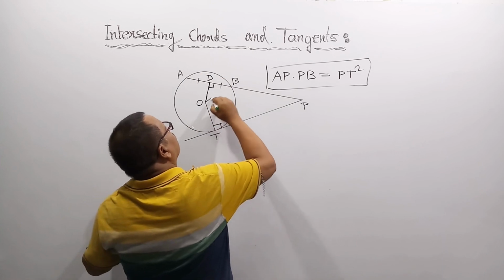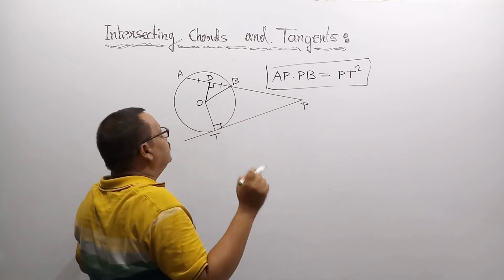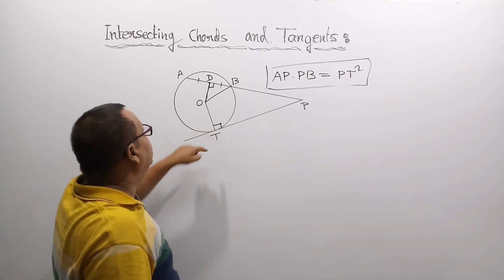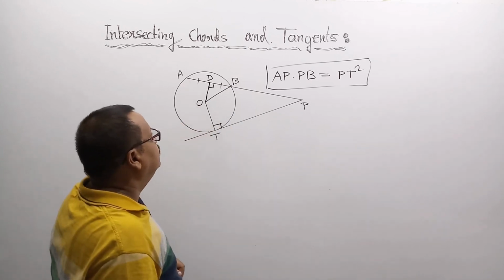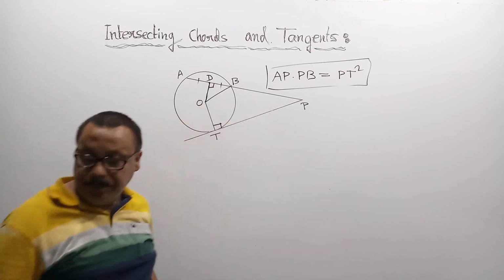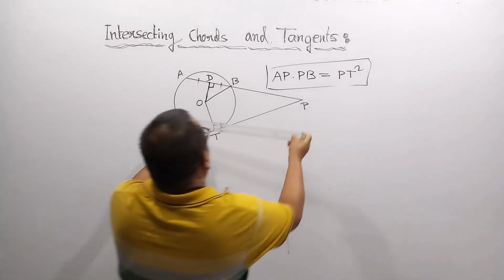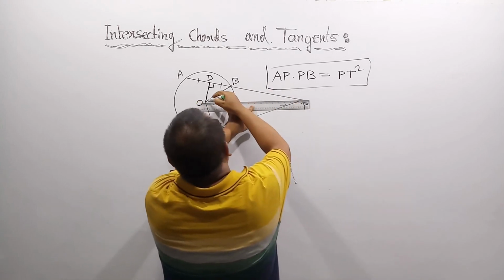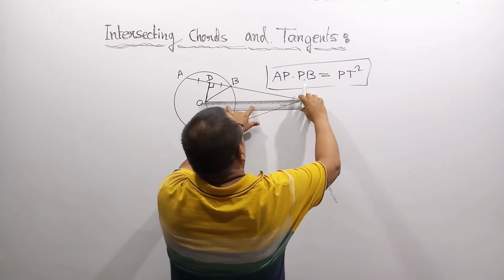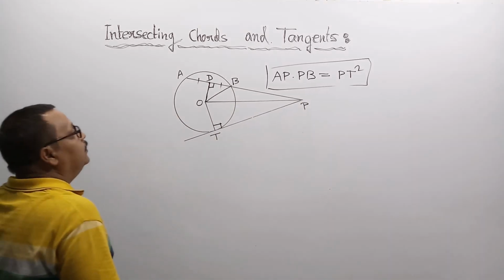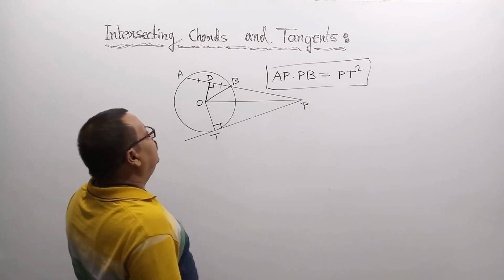You know this. That is DA equal to DB. Join OB, the radius. OT, the radius, are the same in length, since they are radii of the same circle. Also join OP. These are all the construction part, right? Complete? Let us prove.